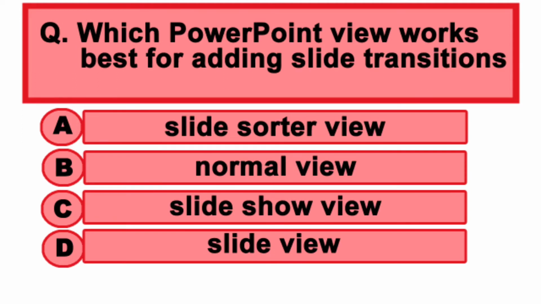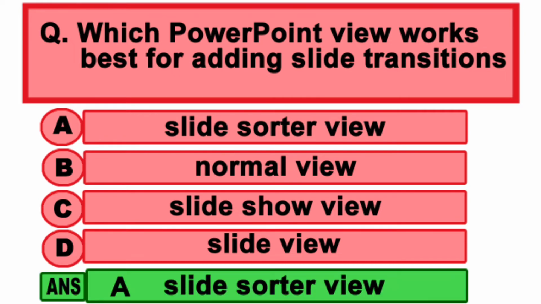Which PowerPoint view works best for adding slide transitions? The options are A. Slide sorter view, B. Normal view, C. Slideshow view, D. Slide view. The correct answer is answer A. Slide sorter view.